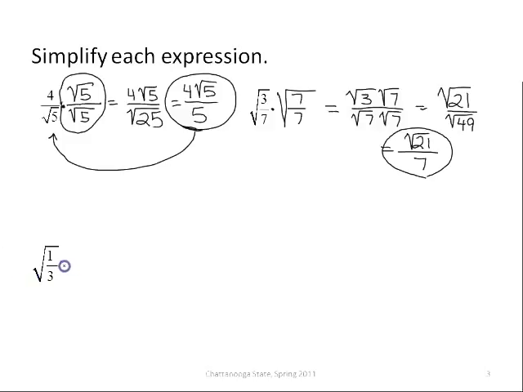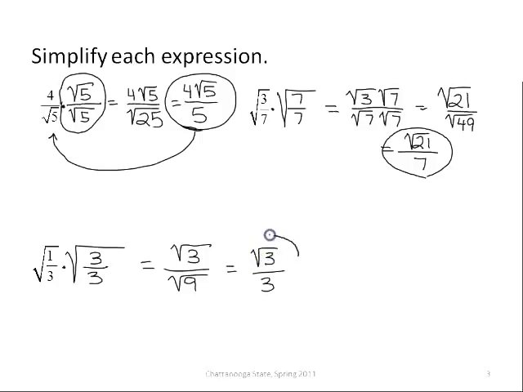Let's look at one more, the square root of 1/3. To make that 3 come out of the radical, I want it to become a perfect square. So I'm going to multiply by the square root of 3 over 3. So that will give me a square root of 1 times 3, which is 3, in the numerator. And the square root of 3 times 3 is 9 in the denominator. So the denominator is a perfect square. I can take it out of the radical, and that would leave me with the square root of 3 over 3.